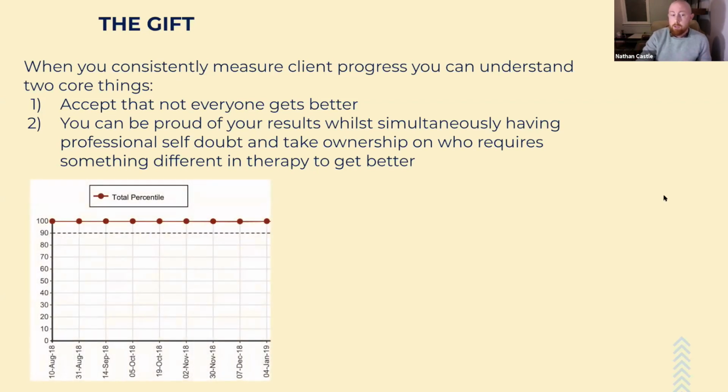This is one of my clients, and this is with the DAS 21. This is the total distress score. And this is a client that you might see similar things in some of your clients. This is a client showing high, extremely severe distress, and throughout therapy, no matter how many sessions, it's not budging. It is top scores all the way.